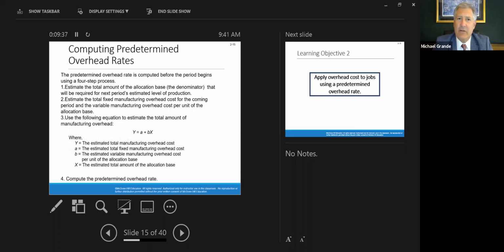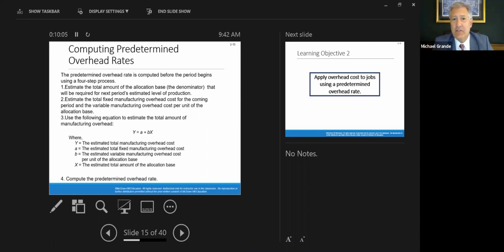Here's how we go about computing the predetermined overhead rate. Number one, you need to estimate the total amount of the allocation base, the denominator value, the bottom number, right? That will be required for next period's estimated level of production. If you're using direct labor hours, you need an estimate as to how many direct labor hours you're going to have for the year. If you're going to have machine hours, you need to estimate the number of machine hours.